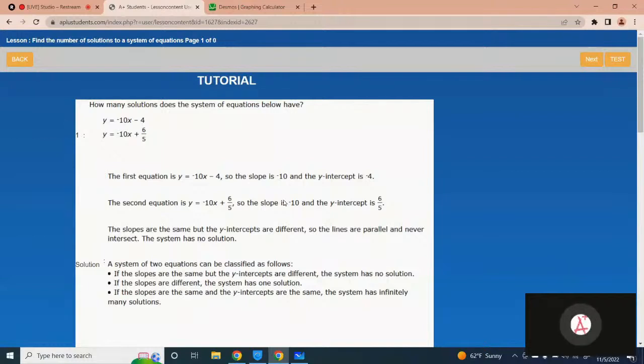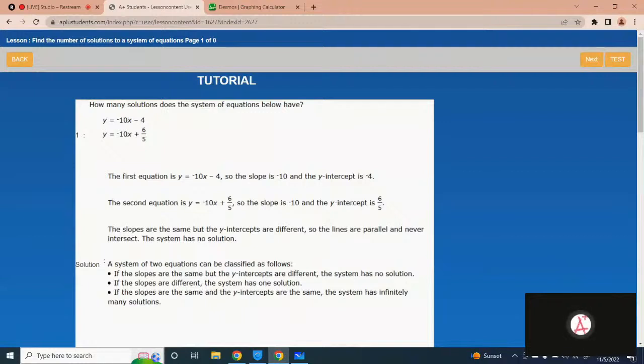Okay, so the slopes are the same, but the y-intercepts are different. Got it? So in this case, both of them have the slope negative 10, but their y-intercepts are different. So the lines are parallel and never intersect. The system has no solution. You can just check by the values of the slope and the y-intercept. If the slope is the same but the y-intercepts are different, that means the lines are parallel and they never intersect. So the system has no solution.